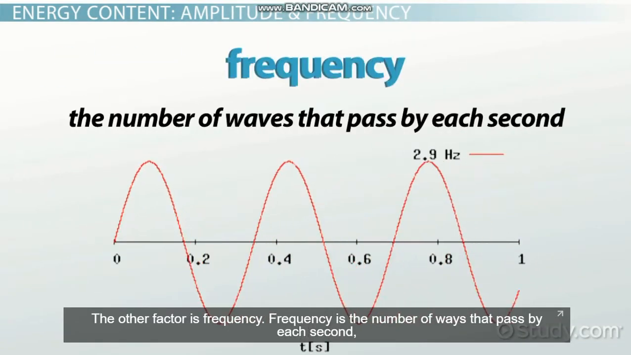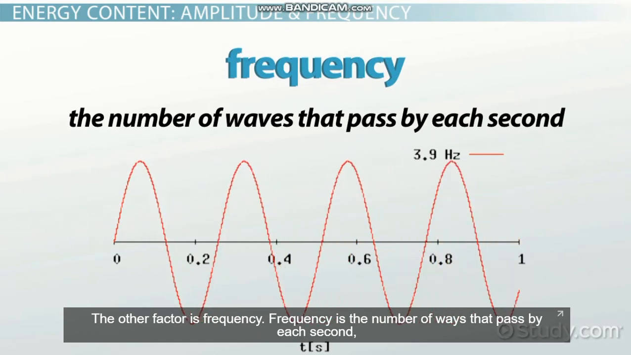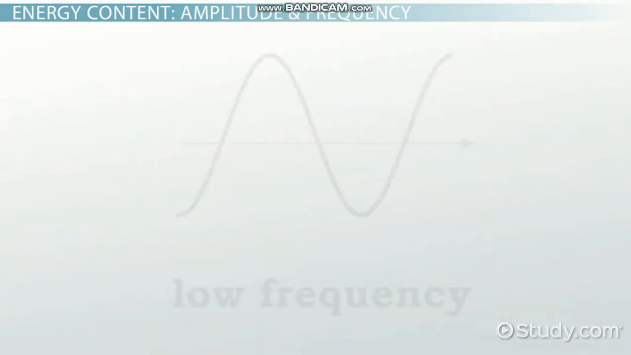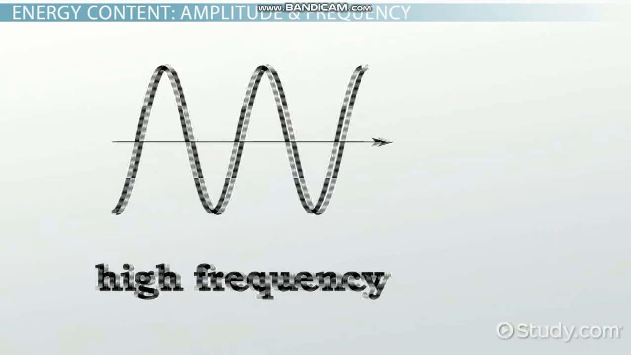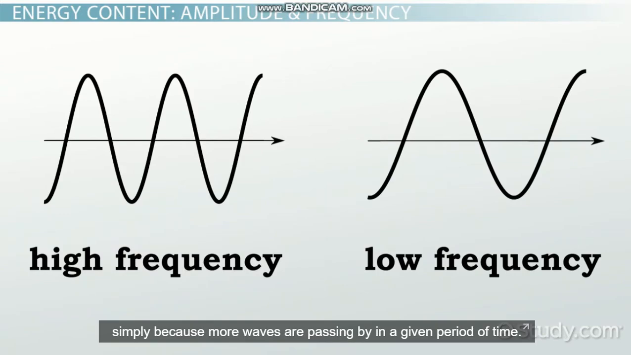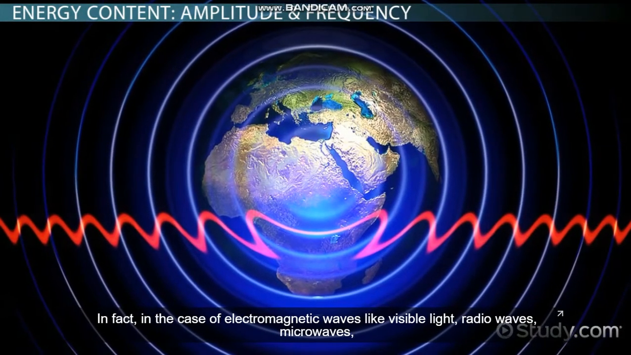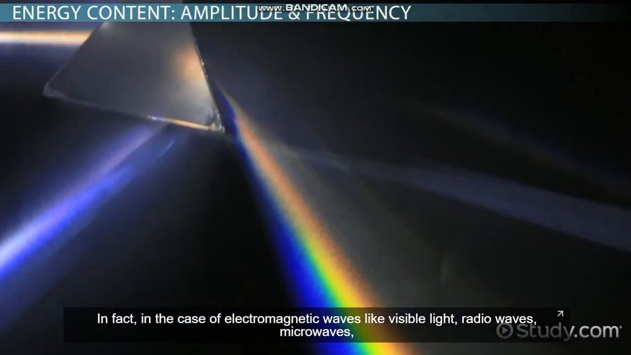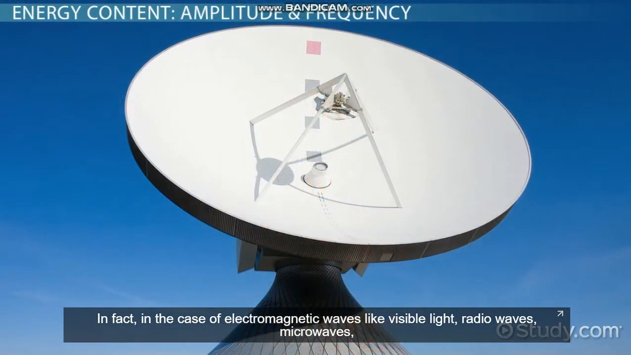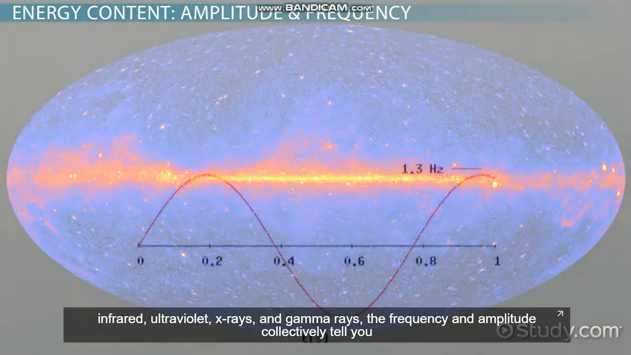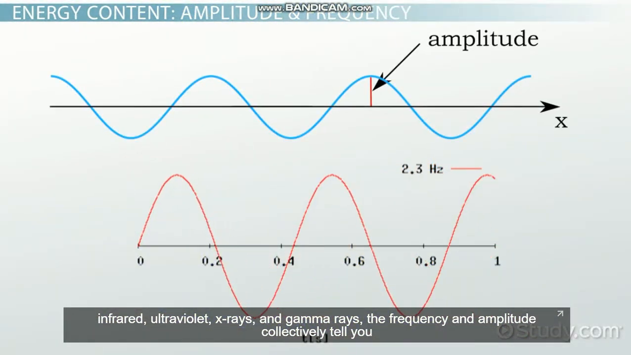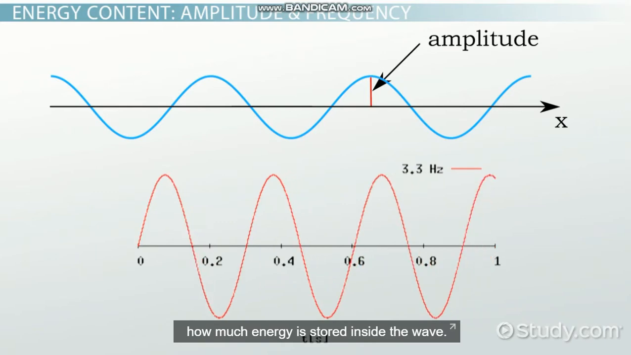Frequency is the number of waves that pass by each second, measured in hertz. So a wave of a particular amplitude will transmit more energy per second if it has a higher frequency, simply because more waves are passing by in a given period of time. In fact, in the case of electromagnetic waves, like visible light, radio waves, microwaves, infrared, ultraviolet, X-rays, and gamma rays, the frequency and amplitude collectively tell you how much energy is stored inside the wave.